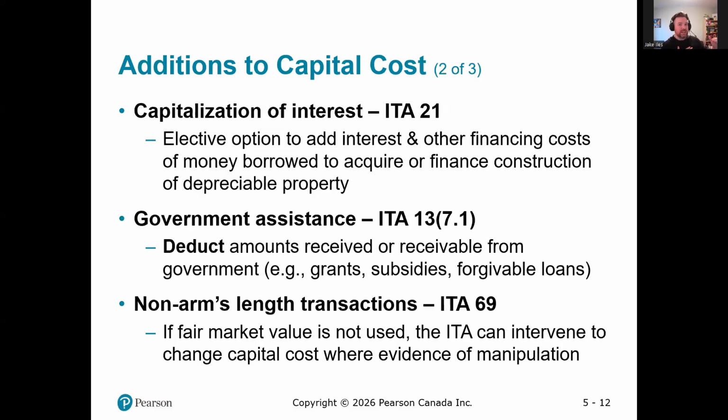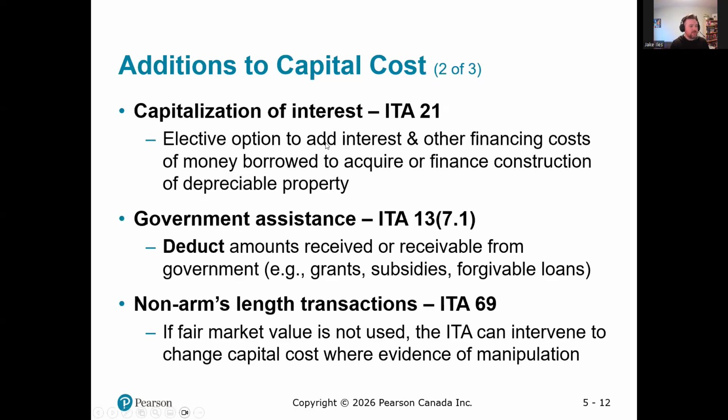So if this building costs me $1 million to make, but the government's going to give me $250,000 as a grant, then that will subtract directly against the cost because I wasn't out $1 million. I was only out 750,000. I was out the net amount.